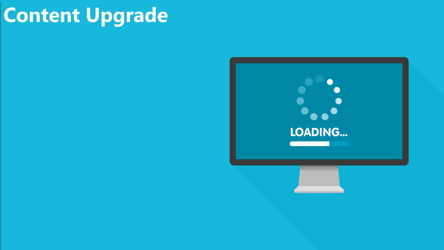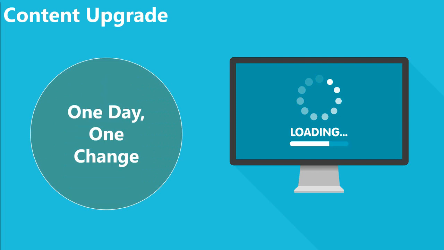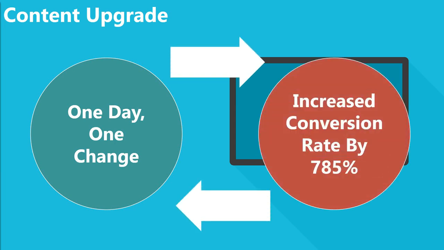So guys, the example that we're going to look at is from Brian Dean of Backlinko. I will put the content into the slides. I'll give you the links. So there's a site called Backlinko, and Brian got a massive increase in conversion by making one change in a day. He made one single change. By making that change, he increased his conversion goal by 785%.